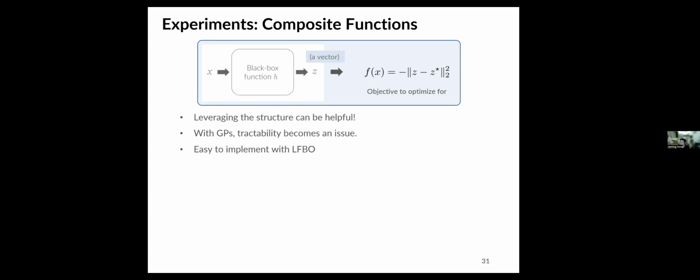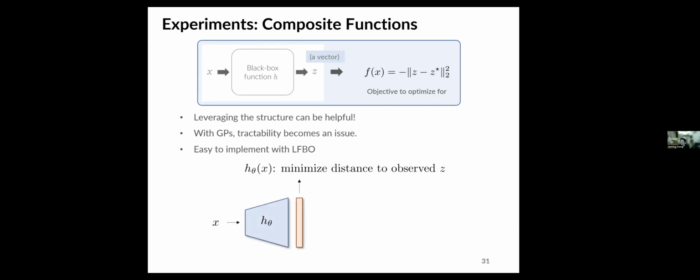However, this type of approach is actually quite easy to implement with LFBO, and I'll show how we can do this here. So the idea is that we want to design, for example, a neural network, and this neural network is regularized by our existing information called Z. So here, we have this neural network, let's call it h theta of x, which outputs a vector that has the same size as Z. And so essentially we're trying to minimize the distance to the observed Z. So it's sort of like additional regularization that we add on top of our original classification objective.